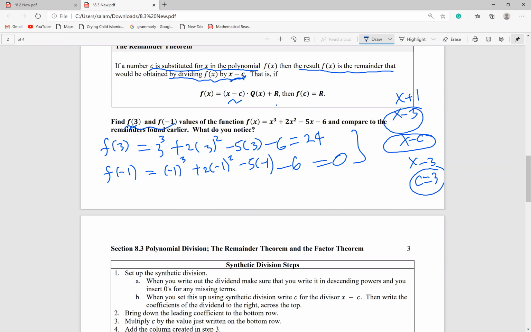For instance, in my labs, if they ask you to find the remainder, you don't have to use the long division. You can just try to find your c, and f of c will give you the remainder. But if they ask you to find the quotient, then you might not want to use it, because you need to find the quotient. The remainder theorem is only going to help you for the remainder. And that's about the remainder theorem. Any questions before we go to synthetic division?